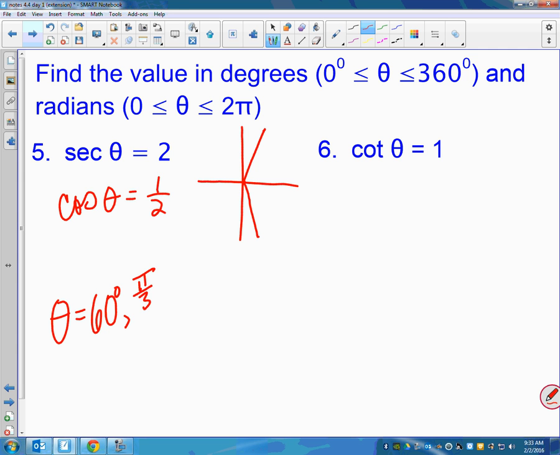$300 degrees, is that true? Or 5 pi-thirds? Right, this is what I mean about that no calculator part of the test. You have to know these values. Because when we have the next part of our test, there's going to be a no calculator part again, and you've got to be able to do stuff like this.